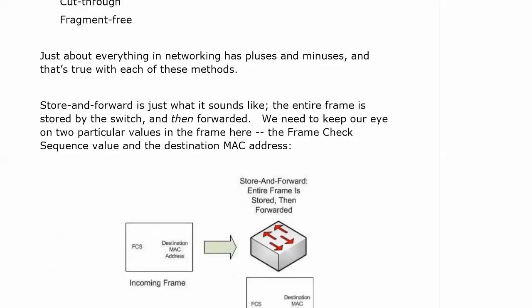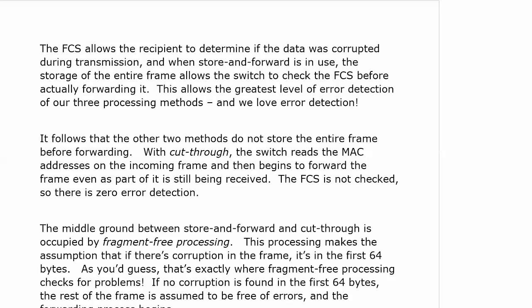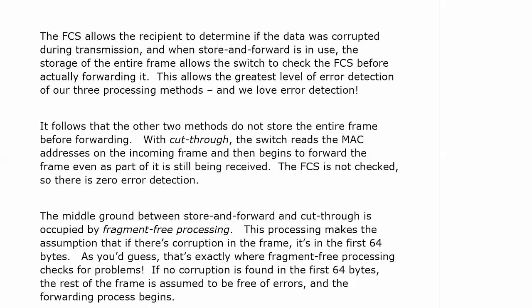The entire frame is stored by the switch, and then it's forwarded. We need to keep our eye, though, on two particular values in the frame here: that FCS, the frame check sequence value, and the destination MAC address. Now, the FCS, as we know, allows the recipient to determine if the data was corrupted during transmission. And when store and forward is in use, the storage of the entire frame allows the switch to check the FCS before actually forwarding the frame.